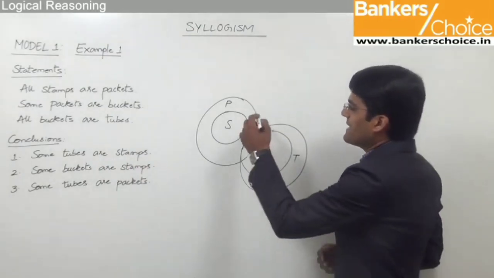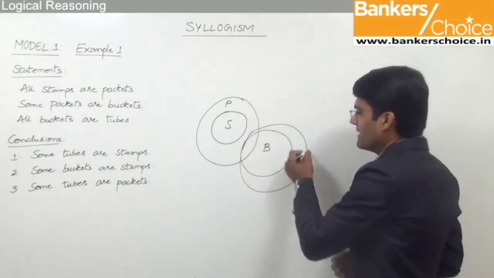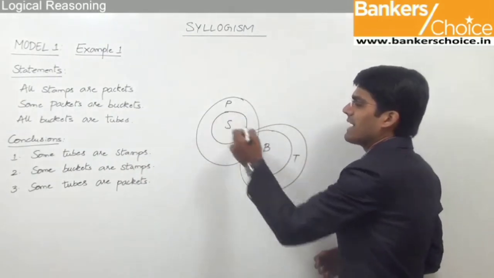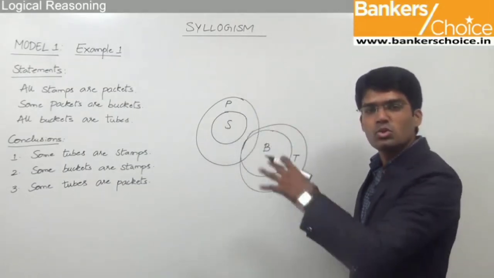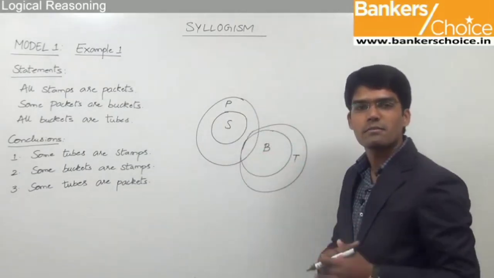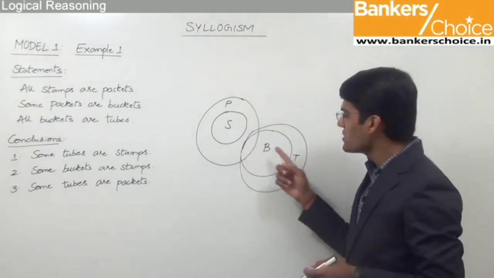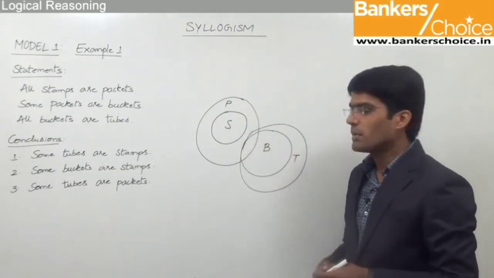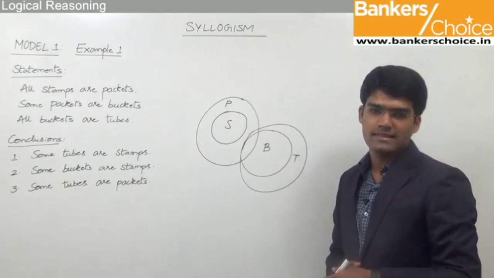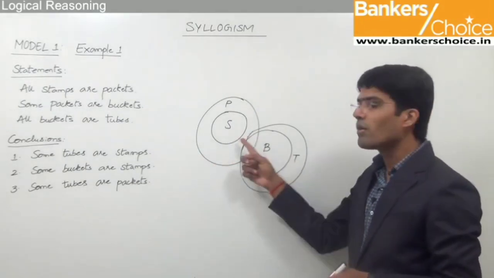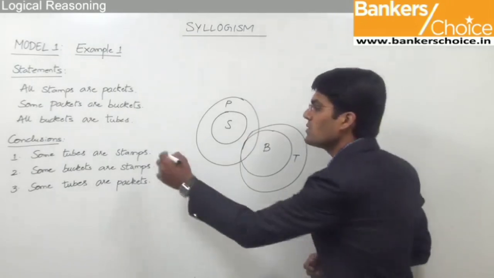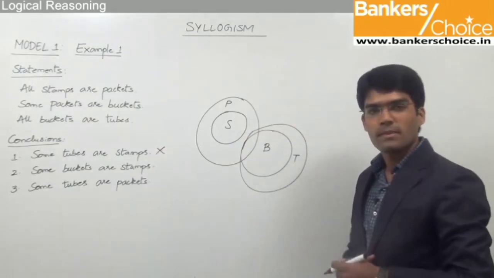As you can see from the basic diagram, the tubes are represented by this circle and the stamps here are as shown. And there is no overlapping between stamps and tubes. The two circles are completely disjoint from each other. So there is no relationship between tubes and stamps. But the conclusion says some tubes are stamps. So we can say that conclusion number 1 is false as it does not follow the basic diagram. So conclusion 1 is false.